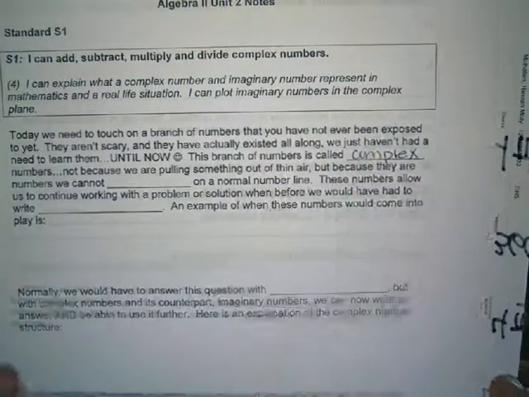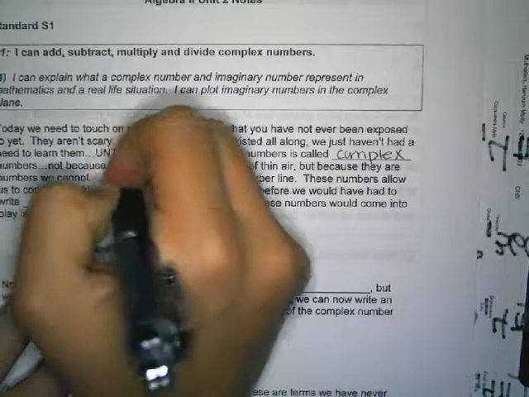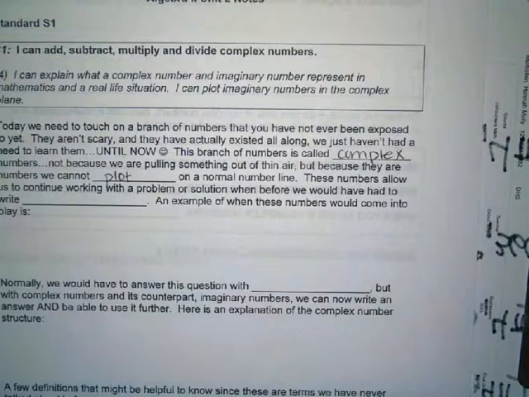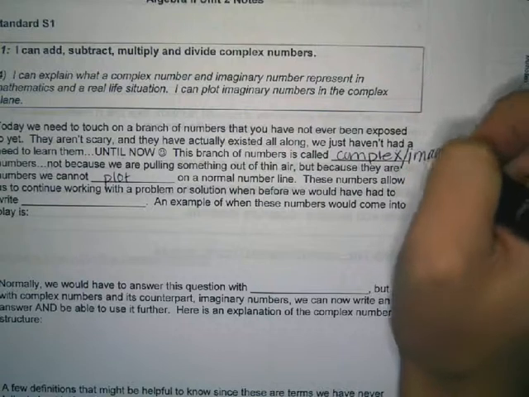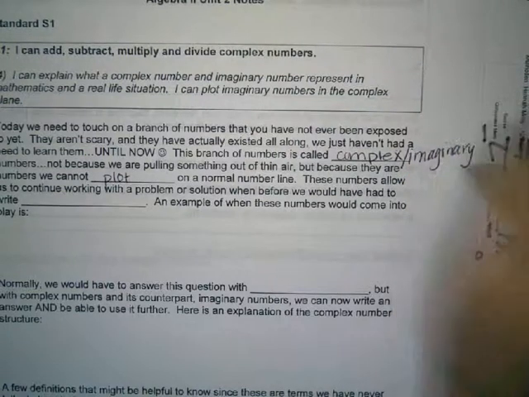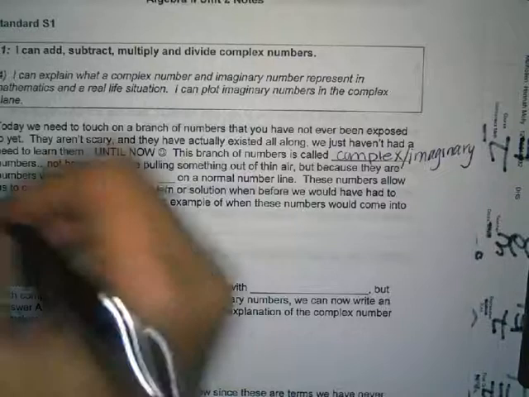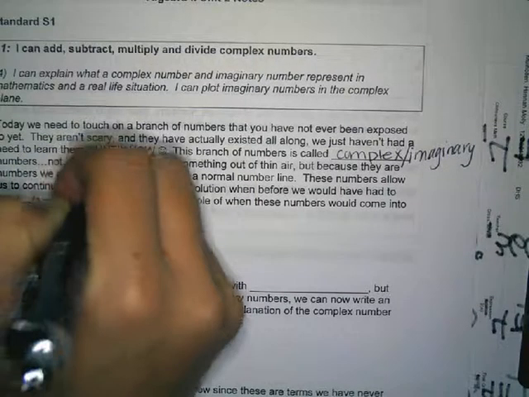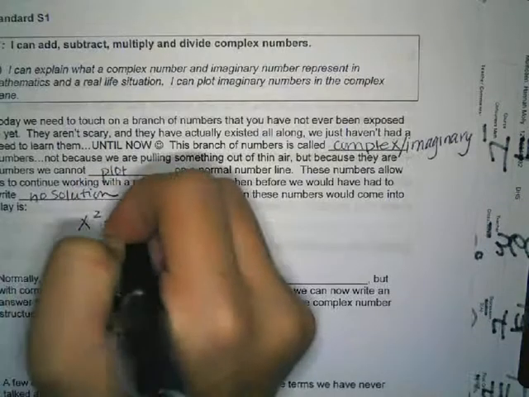Not because we're pulling something out of thin air, but because they're numbers we cannot plot on a normal number line. These numbers, not only are they called complex numbers, but you'll also hear them referred to as imaginary numbers. These numbers allow us to continue working with a problem or solution when before we would have had to write no solution. An example of when these numbers would come into play would be in a situation like this.